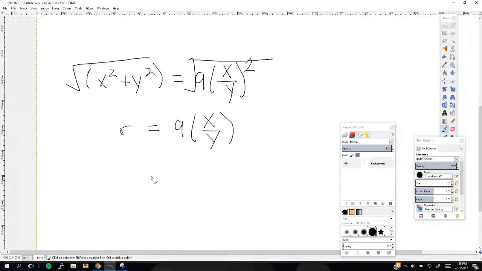and then x over y becomes tangent. Except for on the 9, because you're taking the square root of 9, I think it would be 3. Yeah, that is so right. But yeah, that's exactly what I did. Cool.